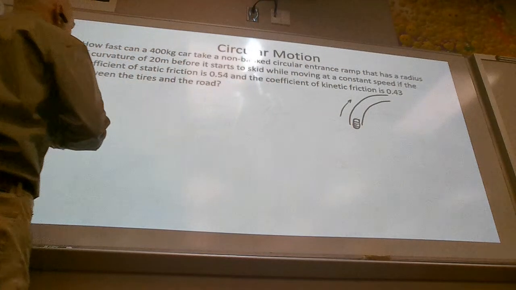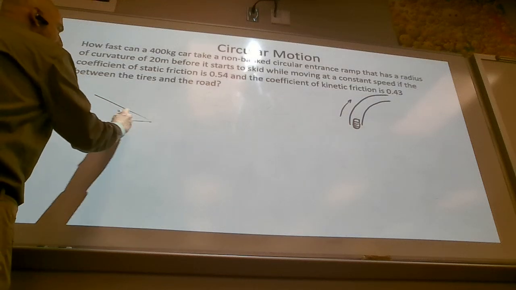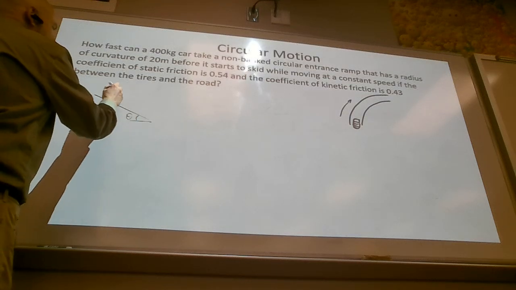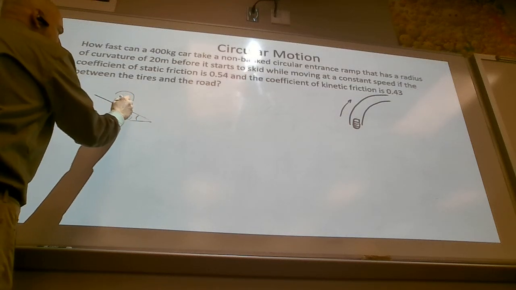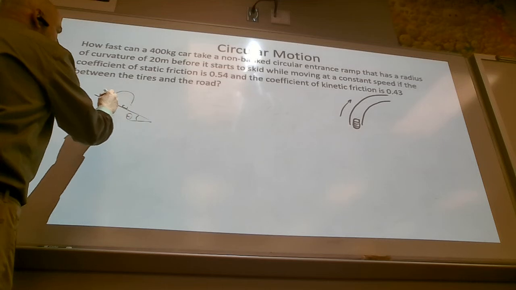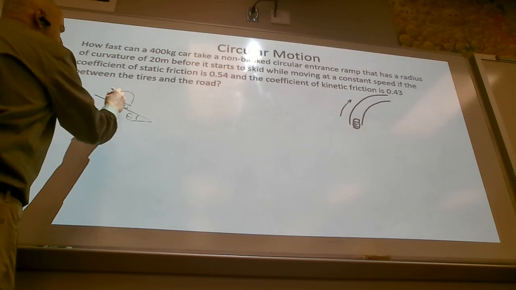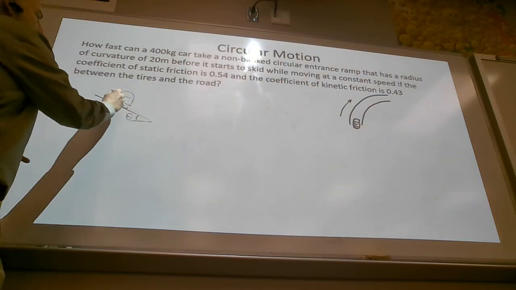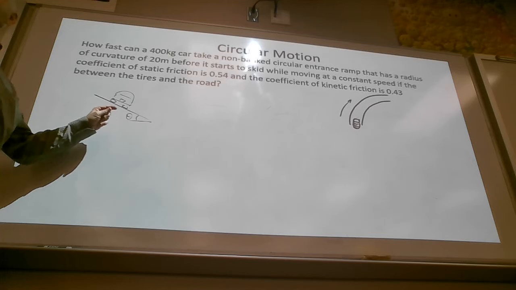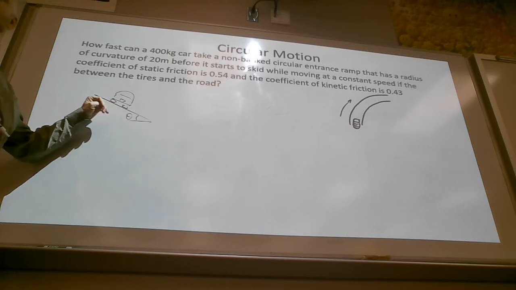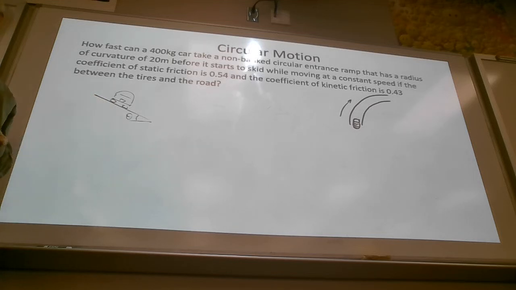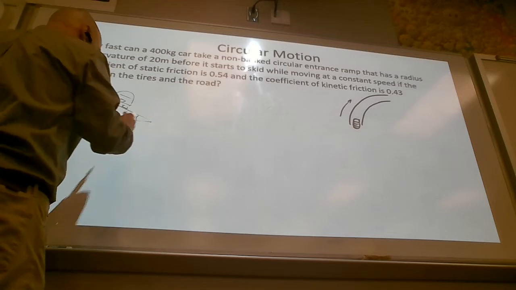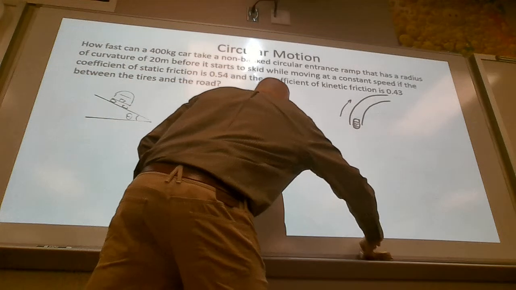Non-banked, what does that mean? So a banked curve is one that, like, if here's the backside of your car, it's banked. Like, here's your license plate, most entrance ramps and exit ramps are banked. Make sense? Okay. Non-banked is you're on a horizontal surface.